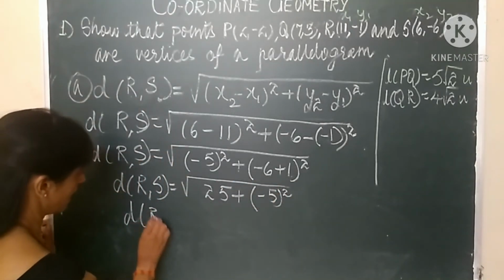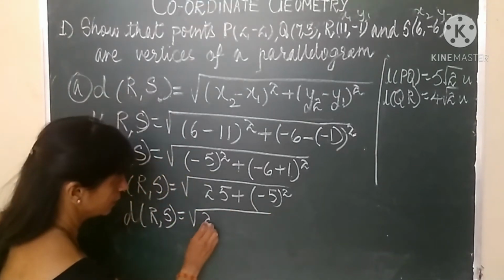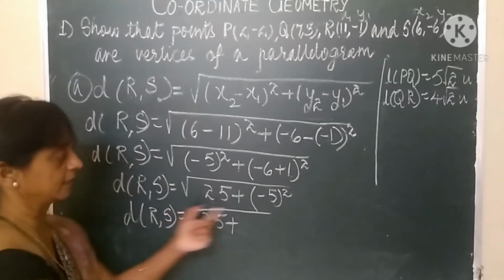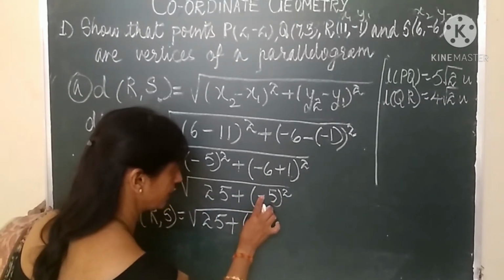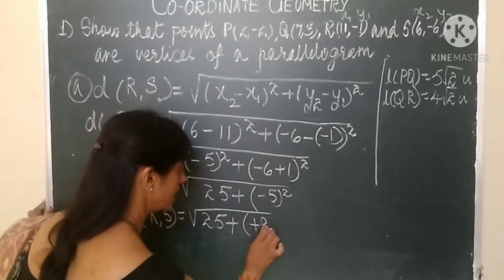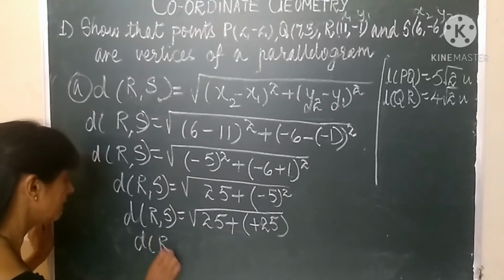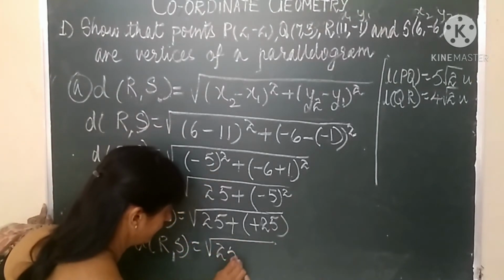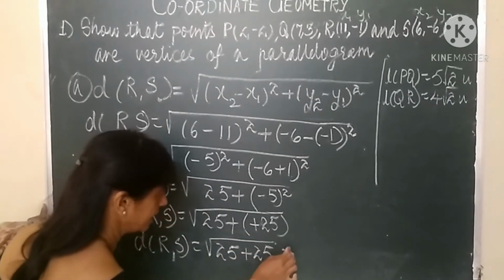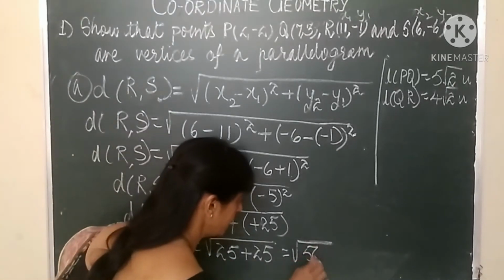So distance RS will be square root of 25 plus minus 5 into minus 5, which is again plus, minus into minus is plus, 5 5s are 25. So distance RS will be equal to 25, plus into plus is plus. So that gives us square root of 25 plus 25 gives us 50.